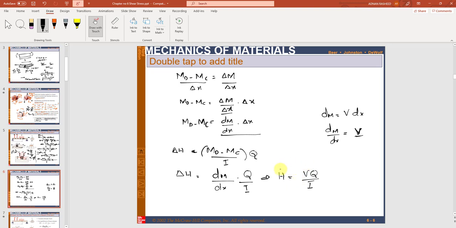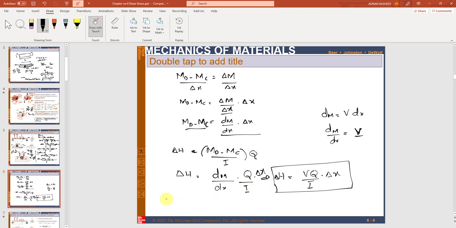So delta H is equal to VQ over I into delta x. Also, one more thing is that if we put the value of mD minus mC over here, it will be dM over dx into delta x. So again here this will be V, this is Q, and this will be delta x. So this is the equation for finding the horizontal shear force.